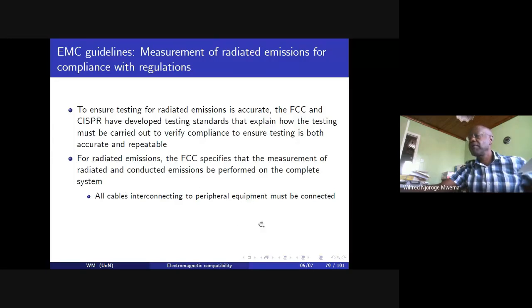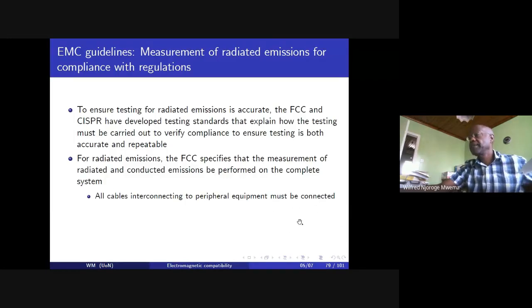We are not talking about those other things like maybe a music system or an active speaker system and the likes, but we are saying those things like if you have a wired mouse, the keyboard, the power supply, the display, the computer unit itself, and so forth, must all be connected together when you are testing that equipment for compliance.